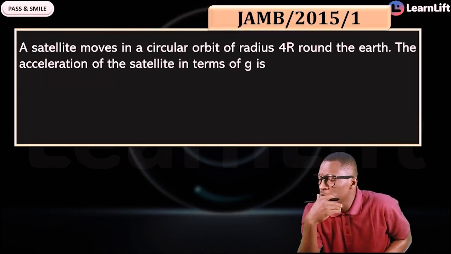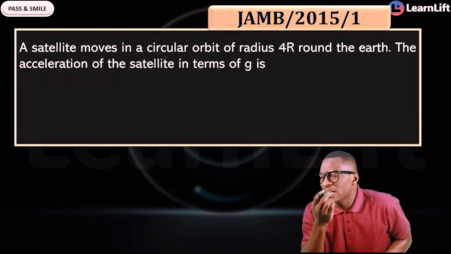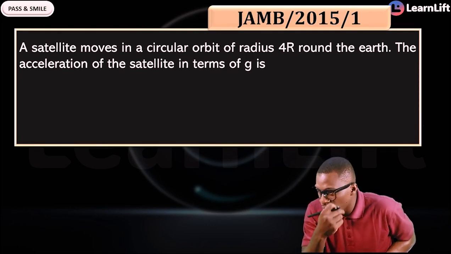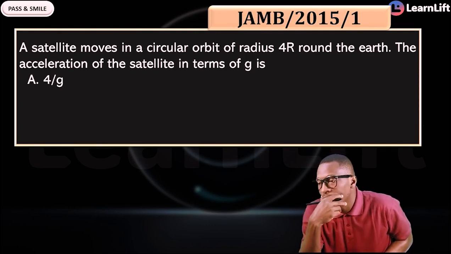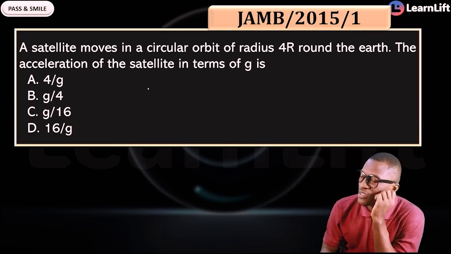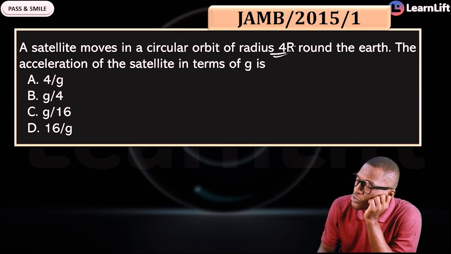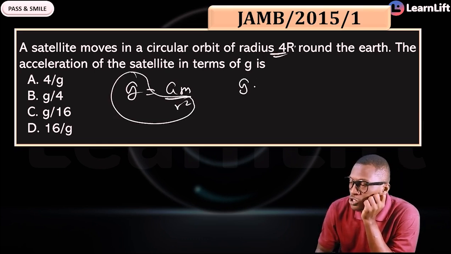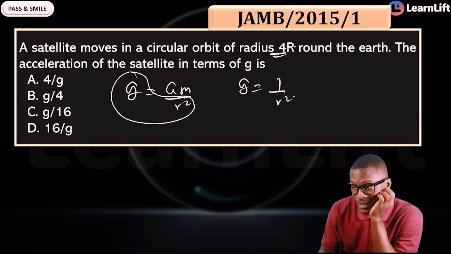JAMB 2015 question 1. The question says that a satellite moves in a circular orbit of radius 4R, where R is the radius of the Earth. The acceleration of the satellite in terms of g is asked, and we're given options like g over 4. What is the relationship between distance and g? We said g is equal to GM all over R squared, so this is the relationship between them. Therefore g is proportional to 1 all over R squared. Is that correct?